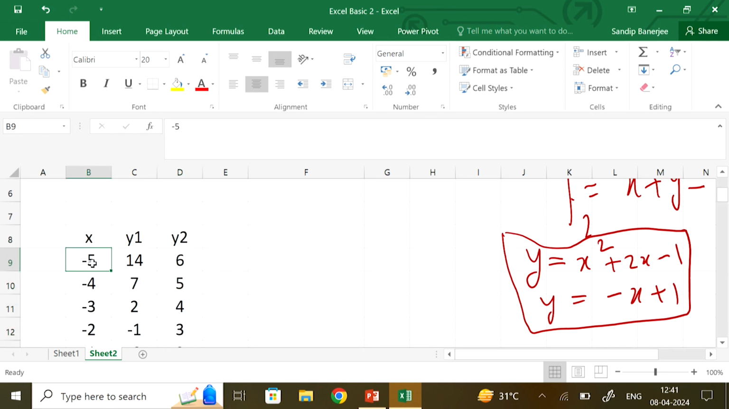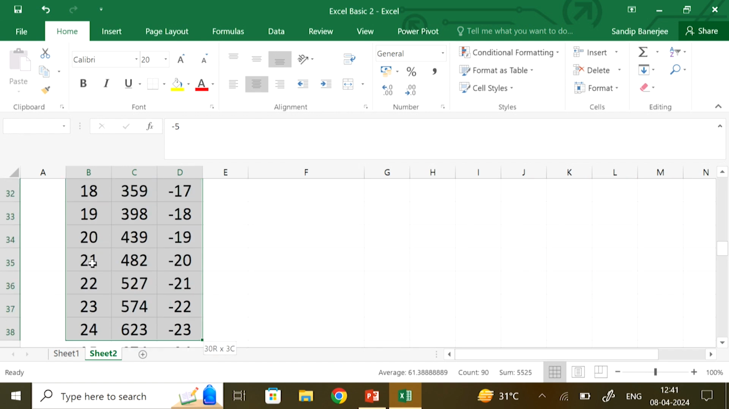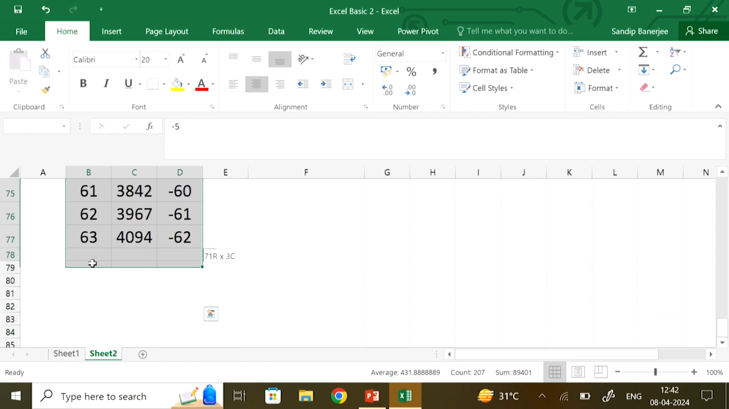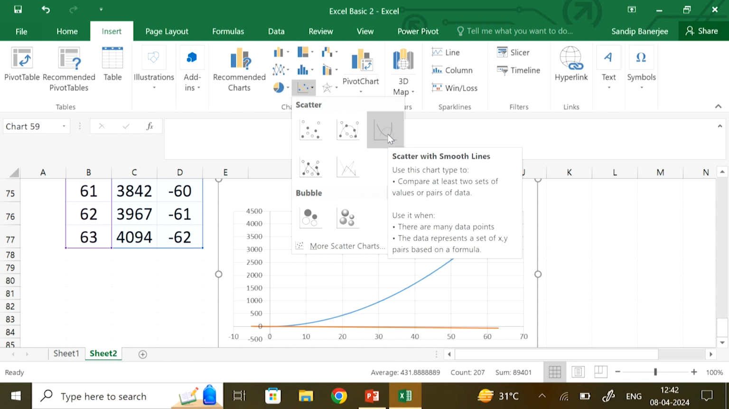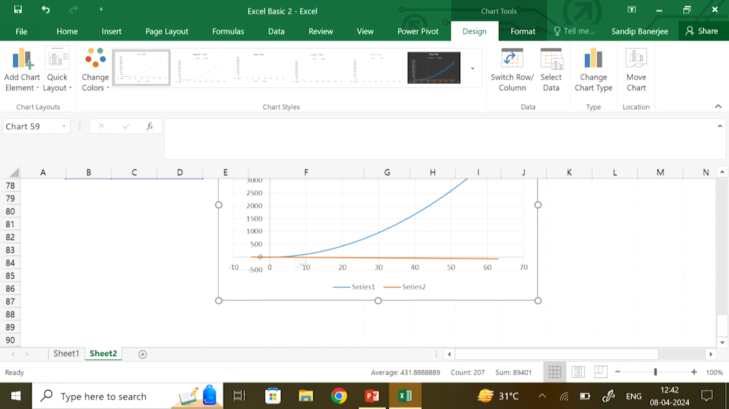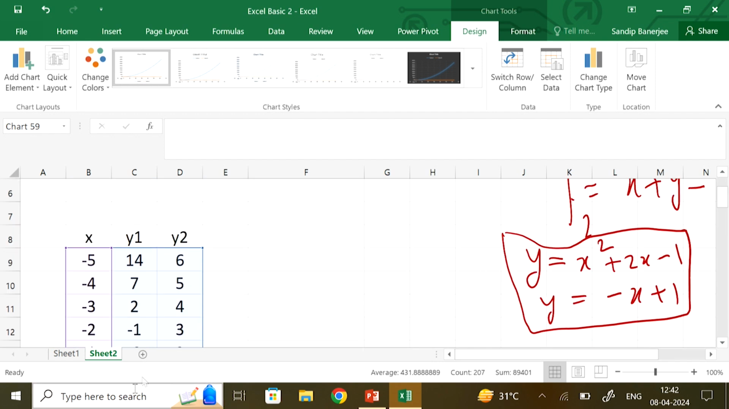Now, if I want to plot them, I highlight all the cells, I go to insert, I go to this curve and I draw this curve. I can remove because the point of intersection is somewhere here. So, that is why it is desirable that you choose some value between 0 and 1 to get an approximate root. Let us take another example.